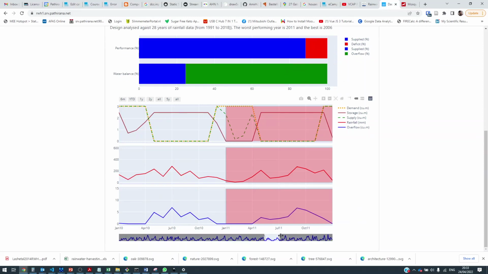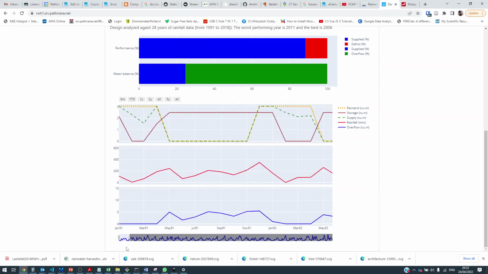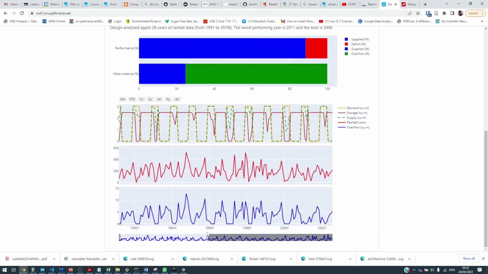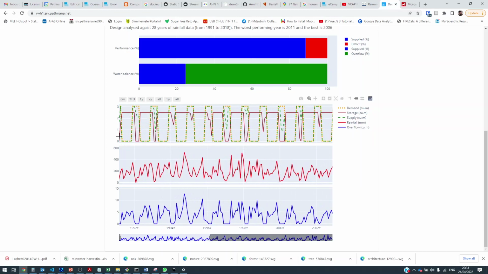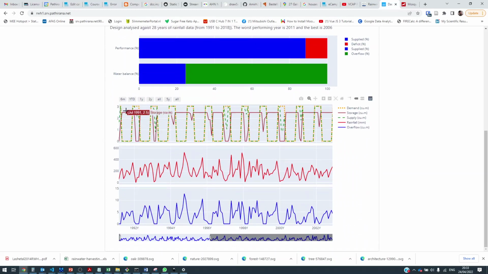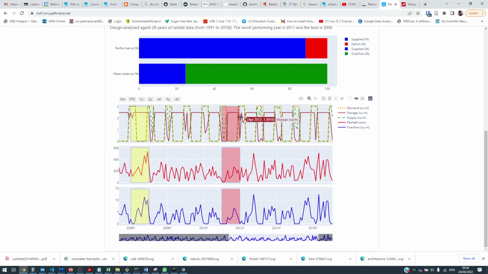So here it shows the results as a time series. You can see this middle graph is the variation of rainfall. You can see it for different years like this. And then the top graph shows the variation of water demand. It has this kind of zigzag shape because we are using water only in a certain season. And then the amount of storage in our tank, how it behaves, and how much water is supplied. When the green line is coinciding with the dotted yellow line, that means we are supplying all the demand. But in certain periods, for example here, this is the worst performing year, by the way, that's why it is marked in pink, you can see very little supply compared to the demand for water.